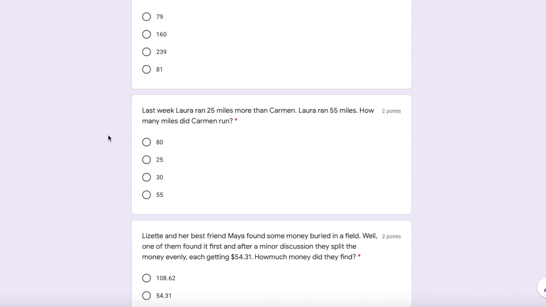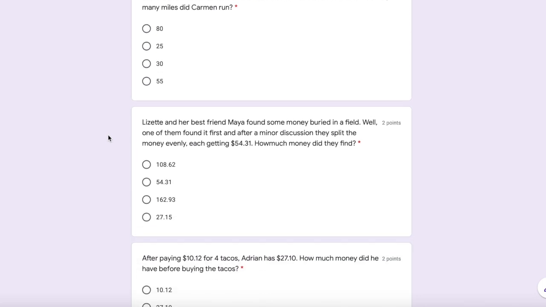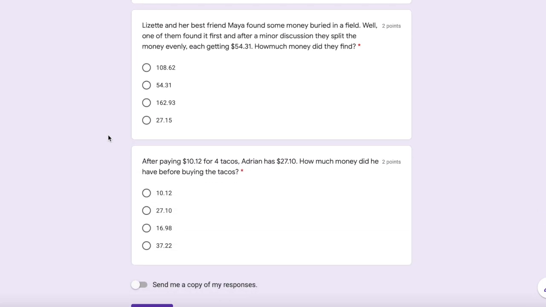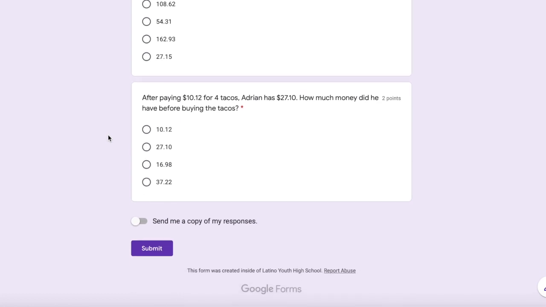You don't have to do conversions or anything like that. Either multiply or divide or subtract. So just keep that in mind. Don't make them too complicated.